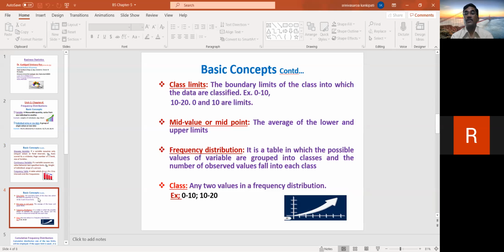0 to 10. If you see the monitor, you can easily understand this. If you can see the slide here, you can have an example. I am moving the cursor here, you just observe 0 to 10. So here 0 is the lower limit, what I told you a few minutes back also, and 10 is the upper limit. And 10 to 20, if this is the class, 10 is the lower limit and 20 is the upper limit. That is why 0 and 10 are the limits of a particular class or a particular group. That's about it.